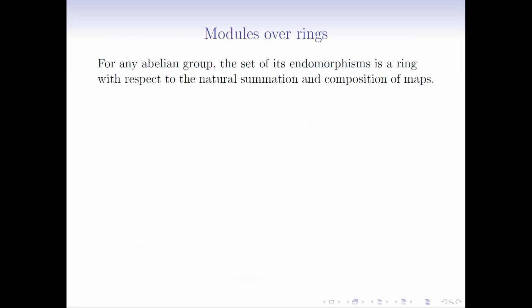So in the case of rings, there is a definition of a module which is somewhat different because we relax the property of being a vector space. For any abelian group, the set of its endomorphisms is a ring with respect to the natural summation and composition of maps.